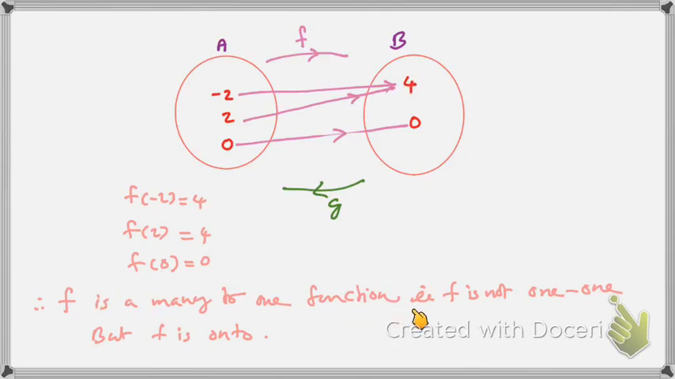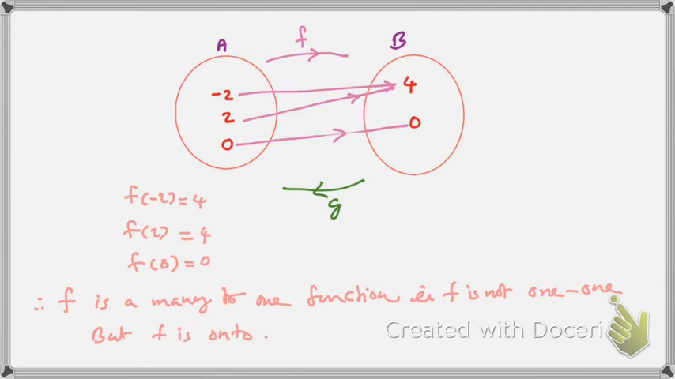So f is a many-to-one function. That is, f is not one-to-one. But you can see that f is at the same time an onto function, because the codomain is 4 and 0, and the range is also 4 and 0. Every element in the codomain has a preimage, and therefore it is onto. So this is an onto function but not a one-to-one function.